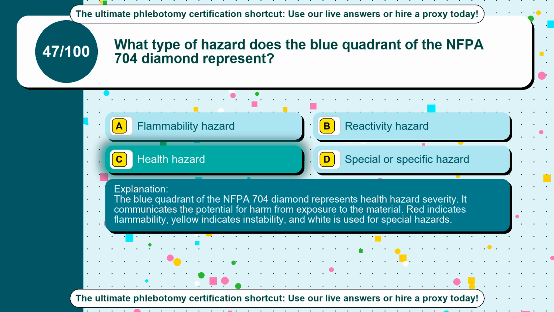The blue quadrant of the NFPA 704 diamond represents health hazard severity. It communicates the potential for harm from exposure to the material. Red indicates flammability, yellow indicates instability, and white is used for special hazards.